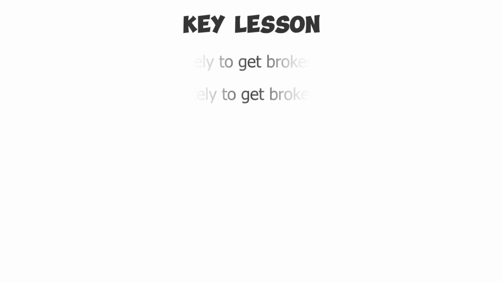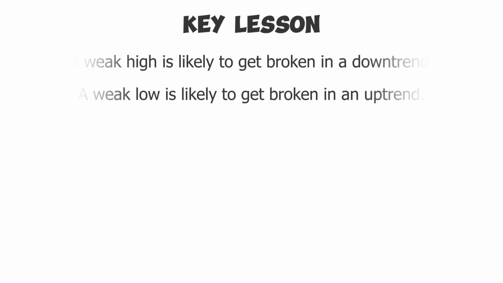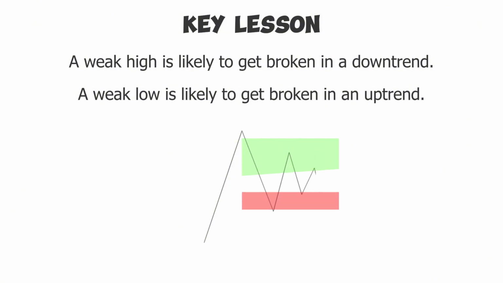Key lesson: a weak high is likely to be broken in a bearish trend. A weak low is likely to be broken in a bullish trend. Because weak highs form in a downtrend, meaning price is likely to break above them to grab liquidity before continuing lower. And weak lows form in an uptrend, meaning price is likely to break below them before pushing higher.